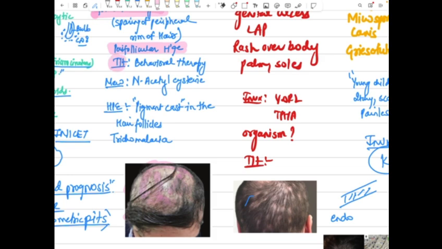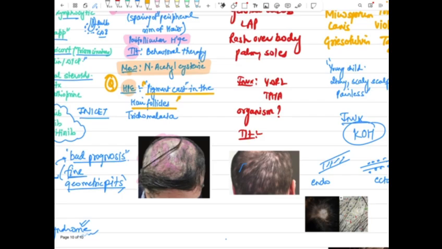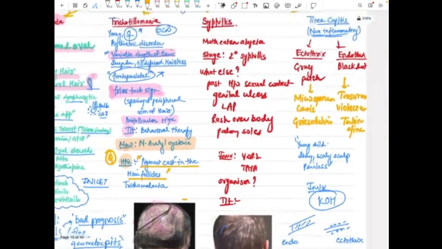It is behavioral therapy. If you want to know some newer treatment, then it is N-acetylcysteine. This can be a new question. N-acetylcysteine has been tried. This has already come in histopathology and INICET. What is the histopathology? Pigment casts inside the hair follicle canals are seen in trichotillomania, and trichomalacia is also seen. This is the picture showing friar tuck sign in trichotillomania.